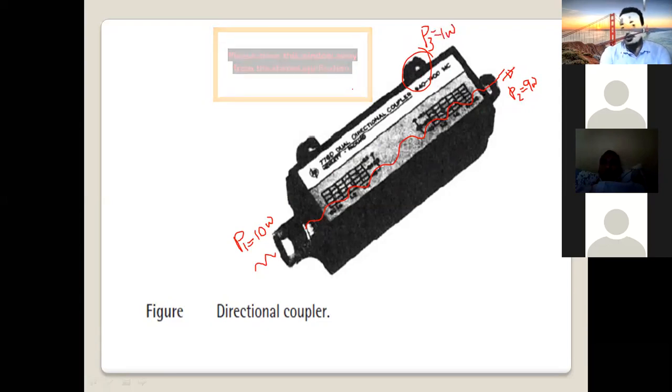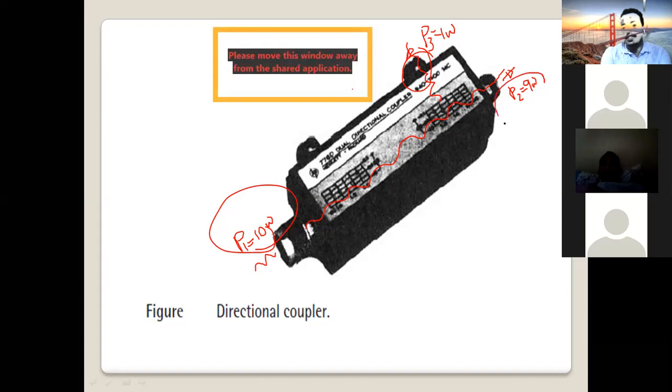The signal is divided into 2. This 10 watt input signal is divided into 2. So one signal you will get here, 1 watt only. Another signal, 9 watt, you will get directly, transmitted direct. This is the coupled signal. This is the direct transmitted signal. That's why we call it a coupler, a directional coupler. As I said, we'll discuss different applications of this device.